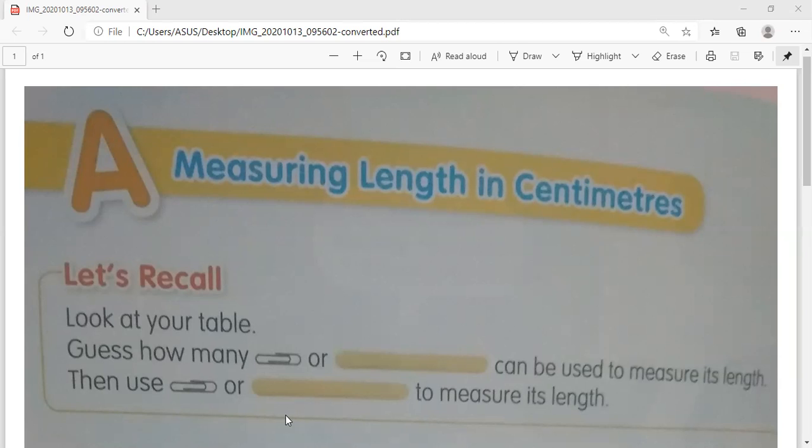I remember I already gave you a task about this: measure an object or a thing by using non-standard units. For example, a non-standard unit is this one. This is an example of a non-standard unit. It is called a paperclip or an ice cream stick. This is also a non-standard unit, or also an eraser. All of that is non-standard units, and you already learned it in the first grade, or grade 1.